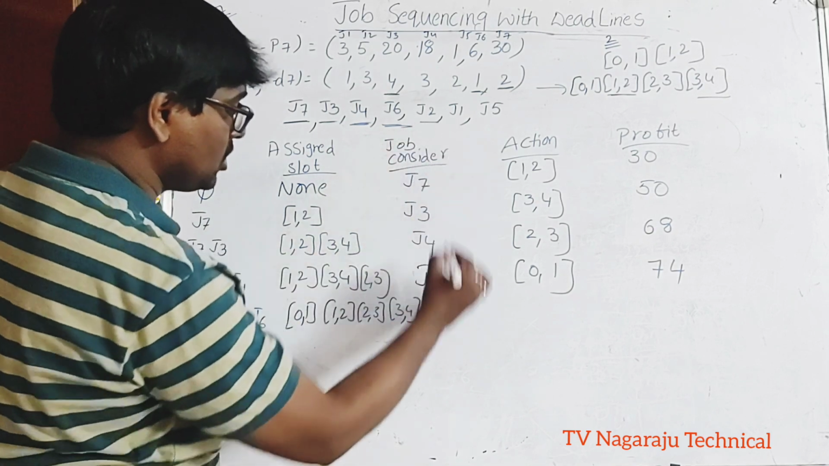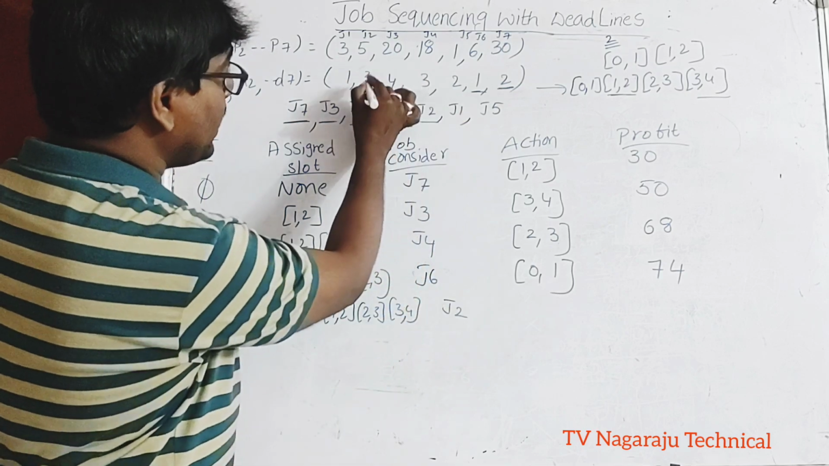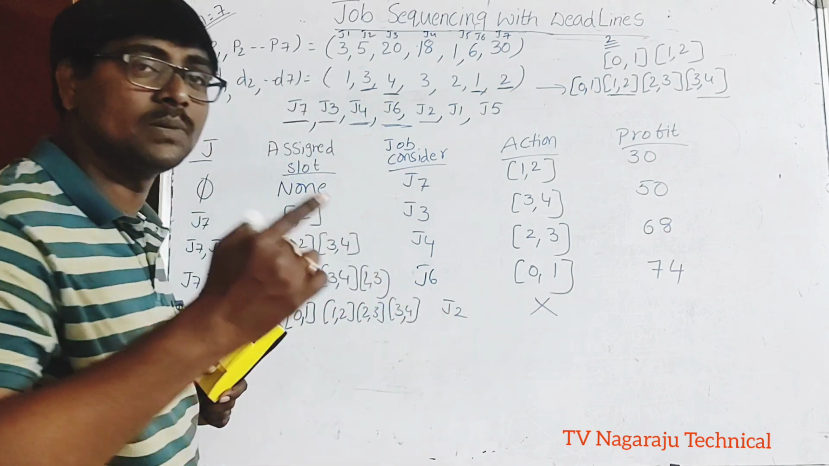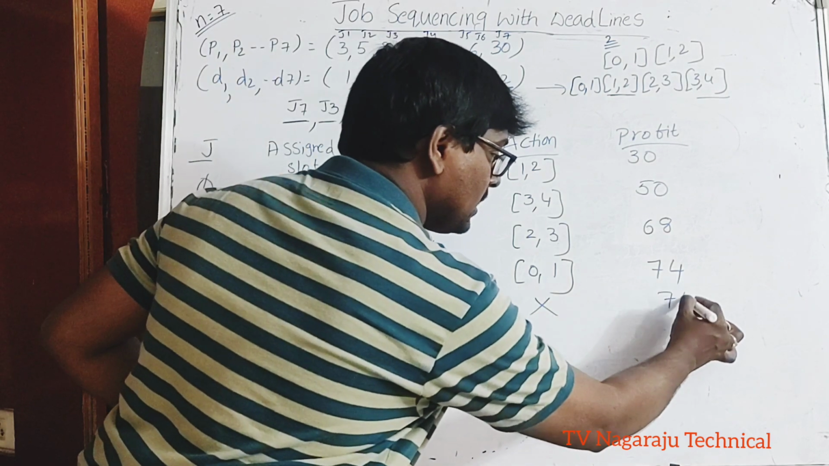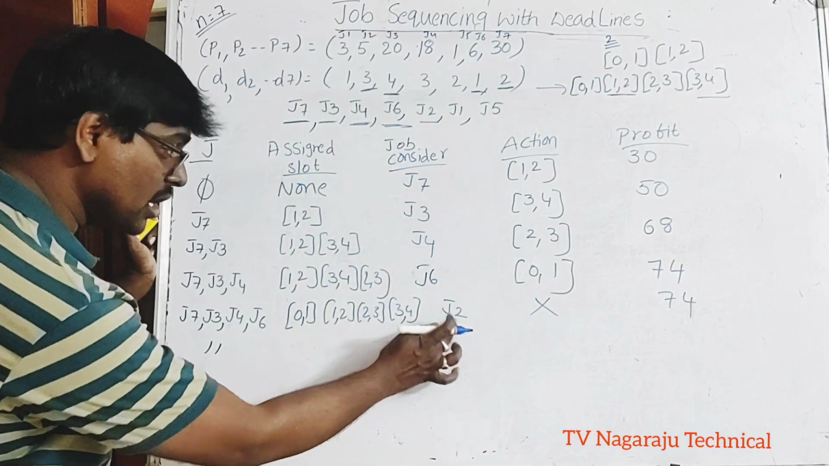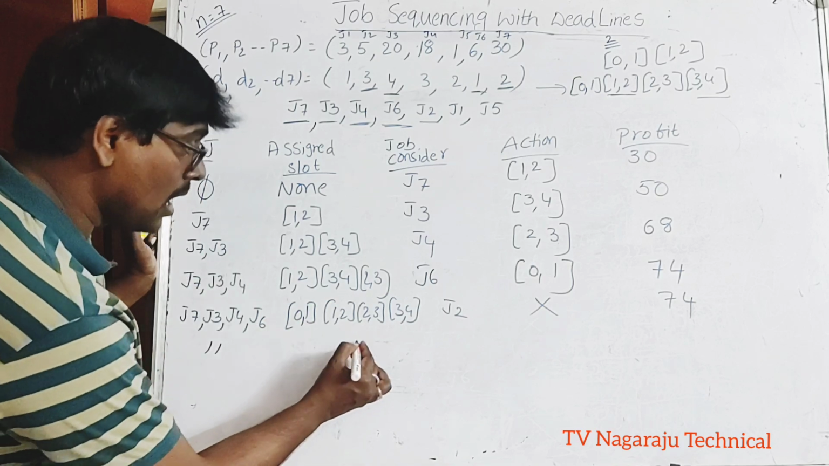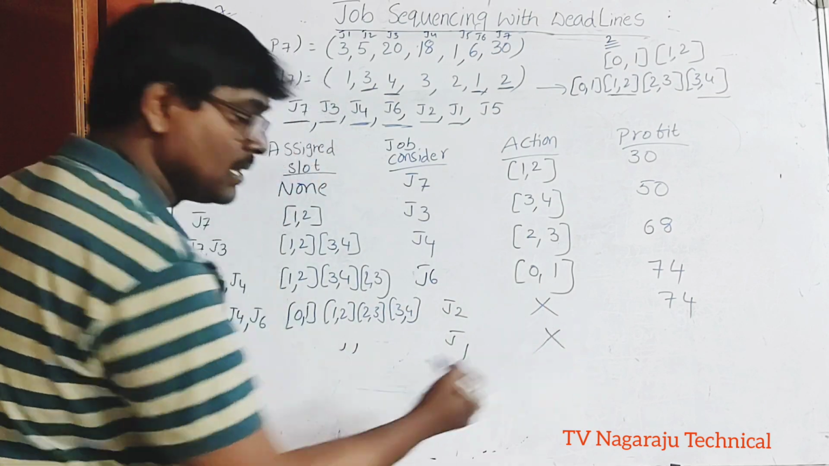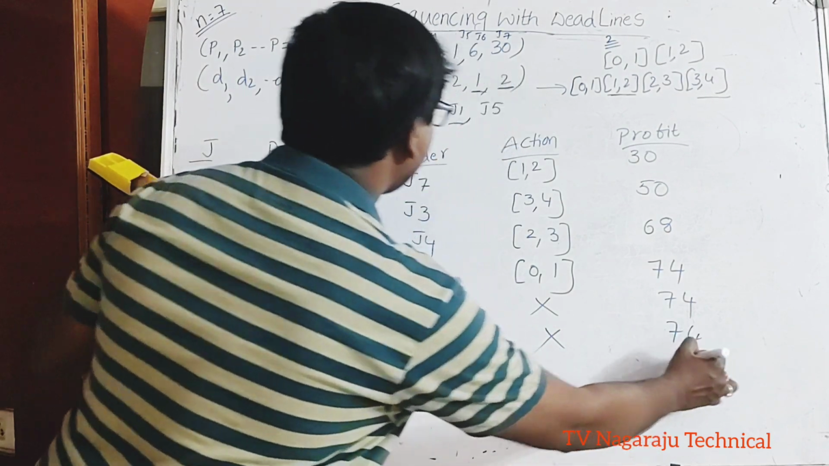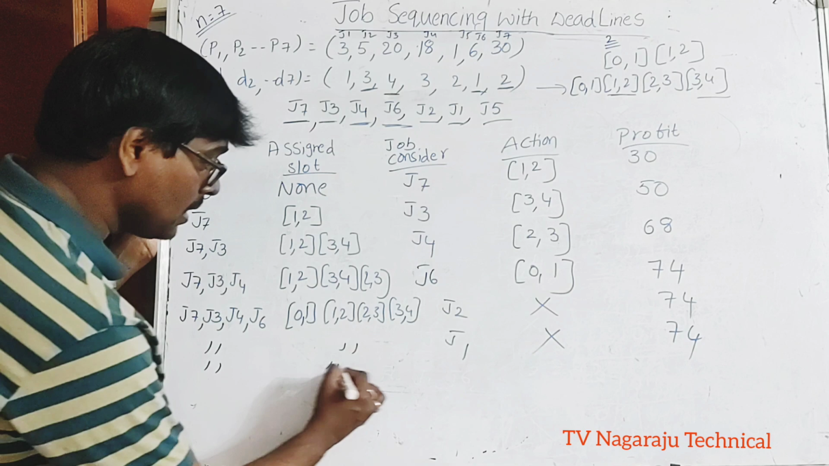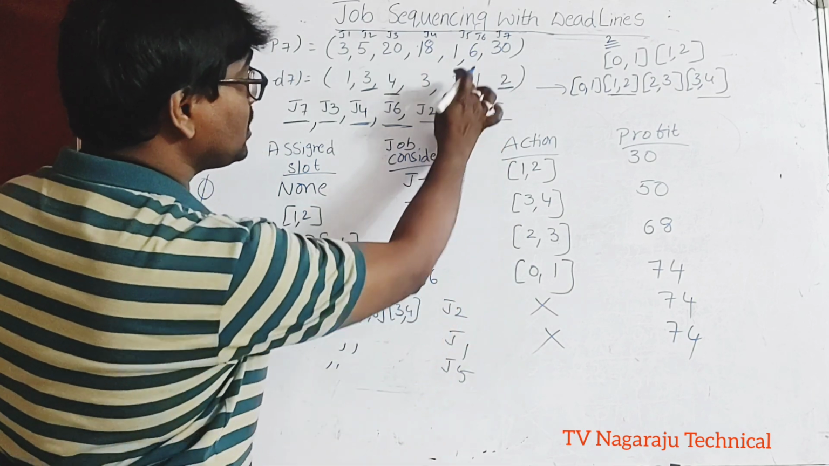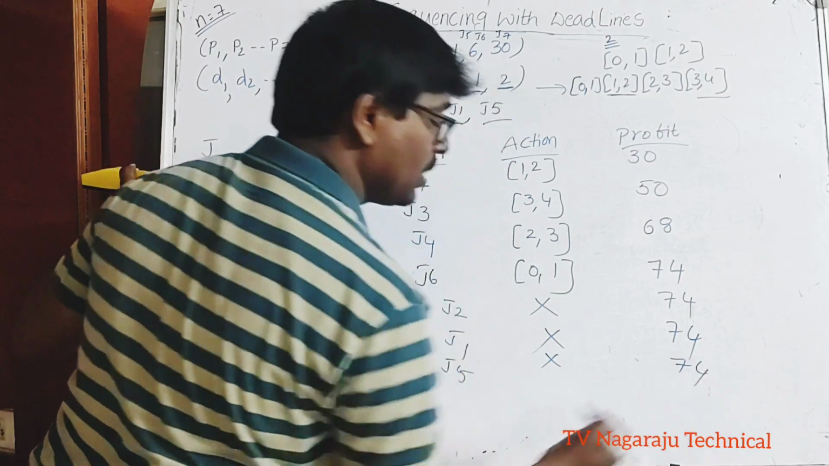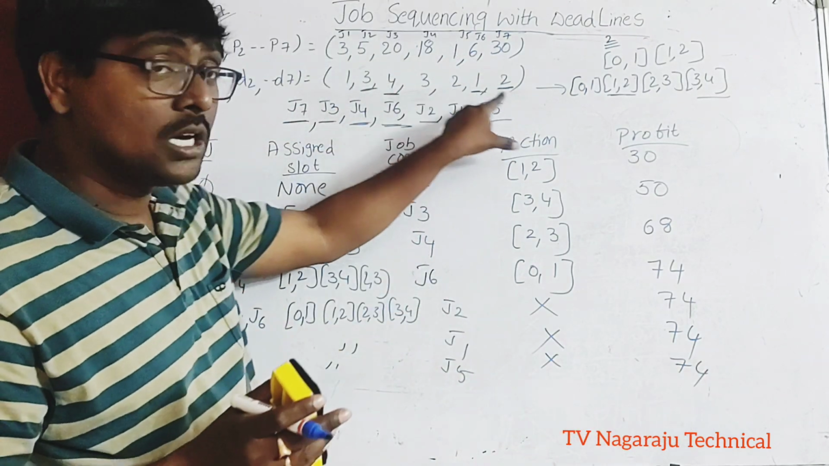What is the next one? J2. The J2 deadline is 3. All the 3 slots are completed. It is not possible to execute. So you are getting the same profit. So this J2 is not added in my answer. All the slots are full. Next, J1, the deadline is 1. It is not possible to add. My profit is 74. Next, J5. The deadline for J5 is 2. Even though the deadline is 2, all the slots are completed. 74 only. Now all the jobs are completed.